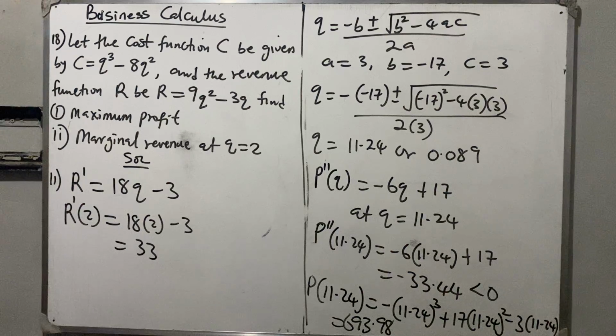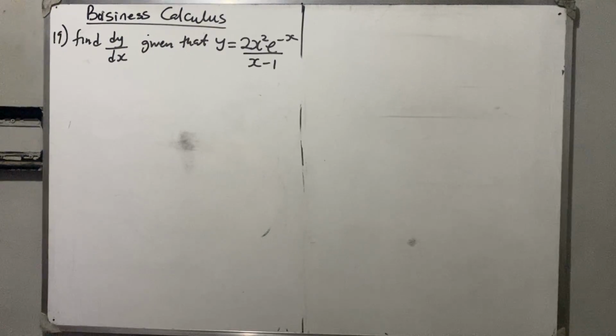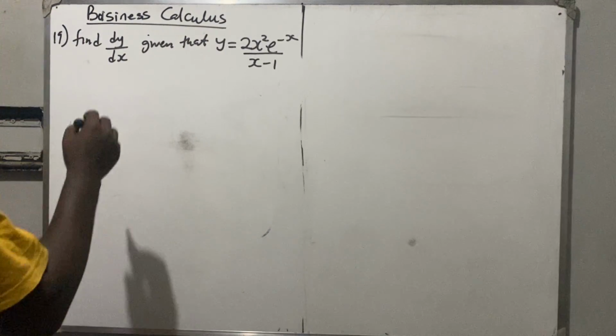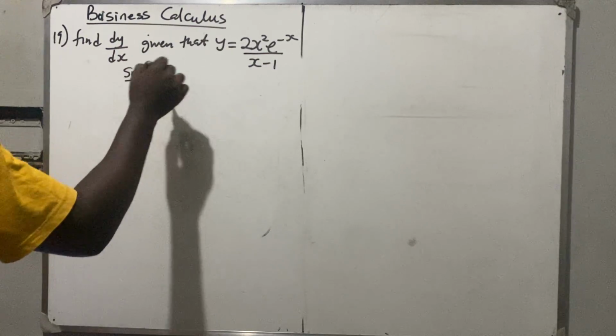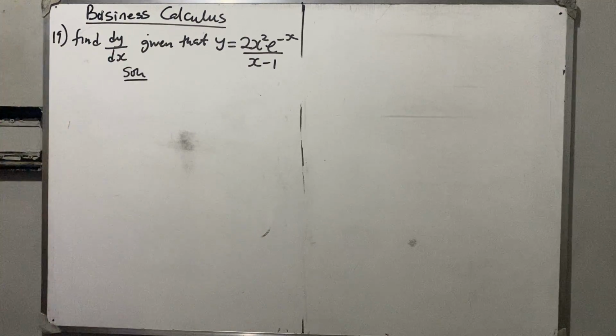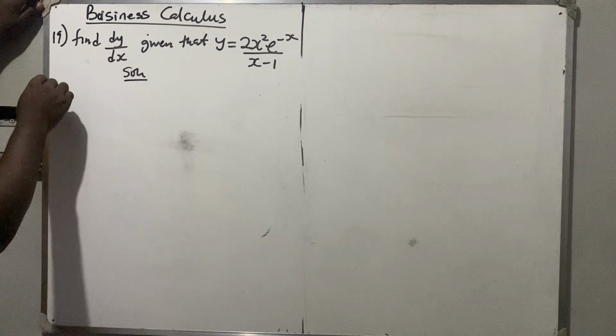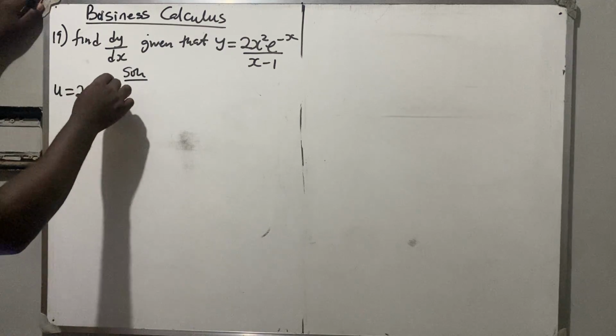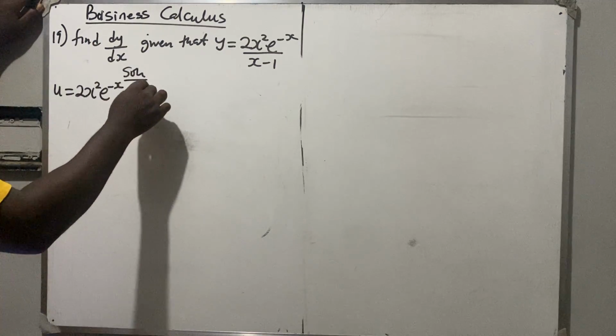So that is that. We are going to pause the video to write the next question. Okay. So we are asked to find the dy/dx, given that y is equal to this. Now, whenever you have a function that is in quotient like this, we use quotient rule. Since we are going to use quotient rule, that means our u will now be the one on top, which is 2x squared exponential minus x, and then our v will now be what?